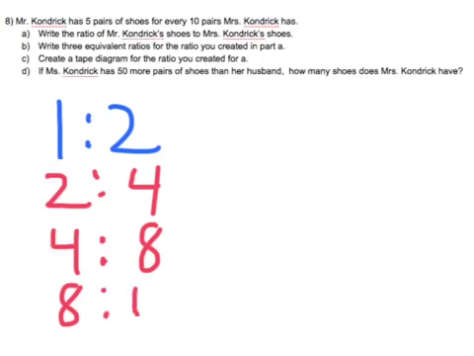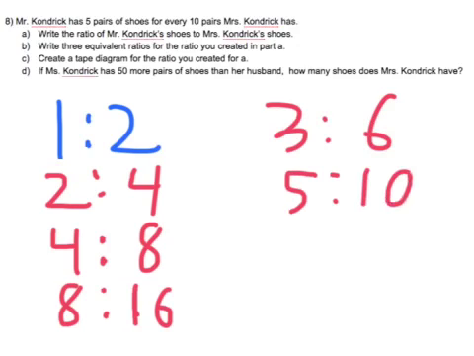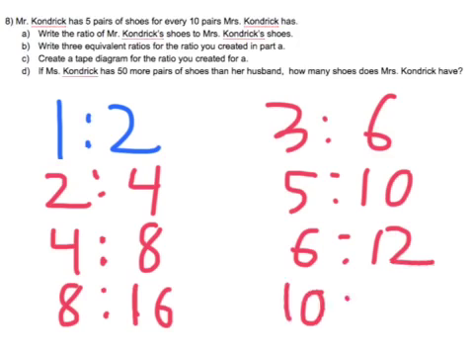Of course, there are an infinite number of possible answers to this. Here are some more, just for fun. Of course, that one we kind of started with. So you might have answers that look something like this. All these are totally fine, and there are tons more. So those are equivalent ratios.